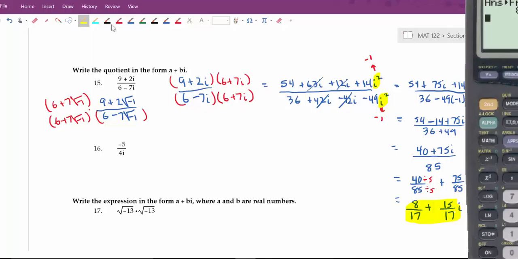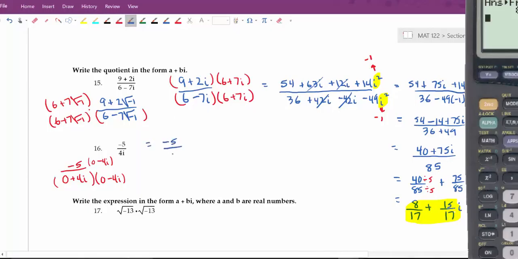Okay, the next problem is technically the same idea. This is really just negative 5 over 0 plus 4i. Since that i is a radical, you really multiply it by the conjugate. You can think of it that way if you want to. But all you're really trying to do is just get rid of an i. So you could multiply by negative 4i, but you don't really have to. So I'm just going to do this like this.